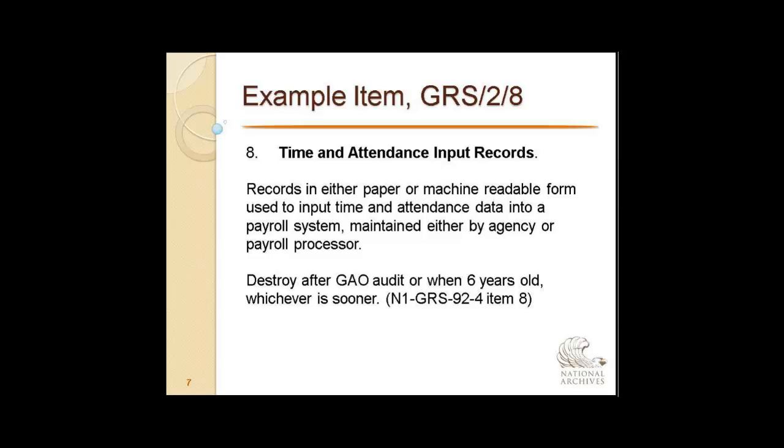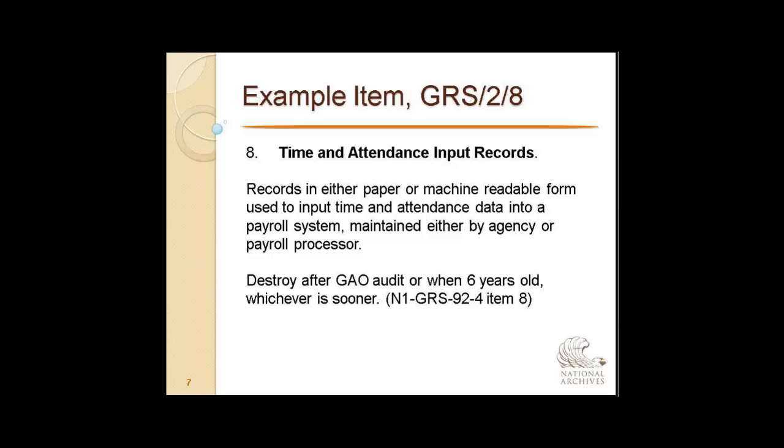Okay, here's an example of a retention schedule item that comes from the general record schedule. You'll notice this is a very common administrative type record, time and attendance input record. You'll see a description: records in either paper or machine readable form used to input time and attendance data into a payroll system. A lot of you that have an HR function, or people with an HR function in your office, probably will recognize this item.